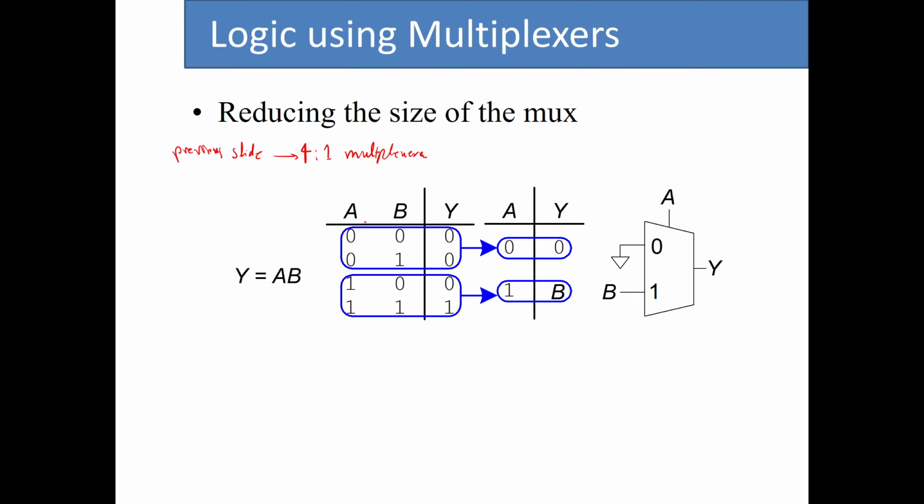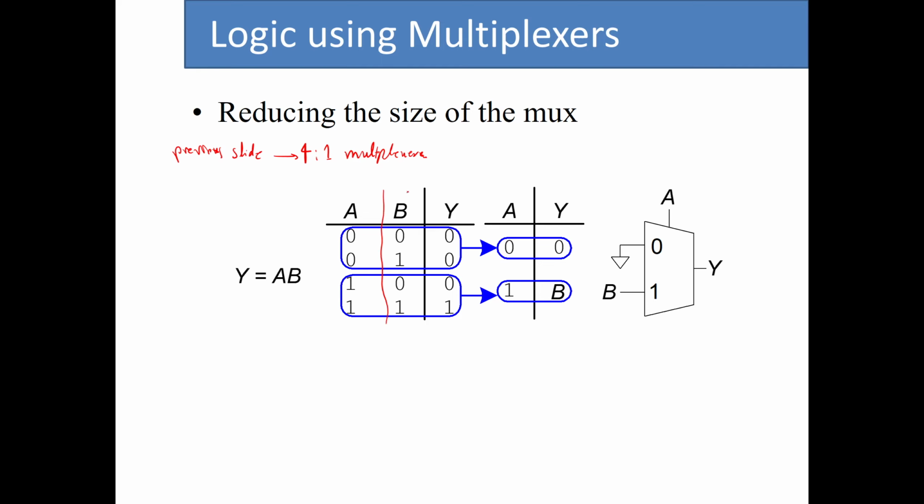We have the previous truth table. We have A, B changing from 0, 0 to 1, 1. We have Y, which is either 0 or 1. So what we basically do is that we divide this truth table into 2 parts.